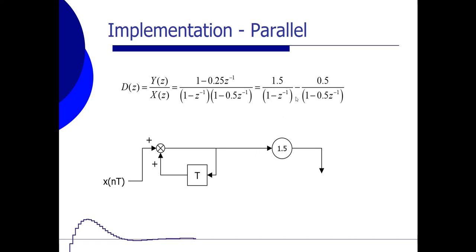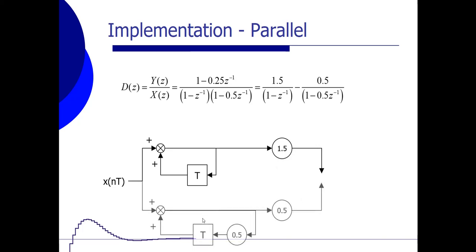Well, the second branch can be made in an equal way. So it's the same situation, except we have a 0.5 in that feedback branch over here, and we have to multiply the outcome with 0.5 instead of the 1.5 over here. So when we do that, then we get this implementation. We multiply it, as we said, with 0.5, and then we have to subtract this block from that block, and then we have the output. So that is the parallel implementation.